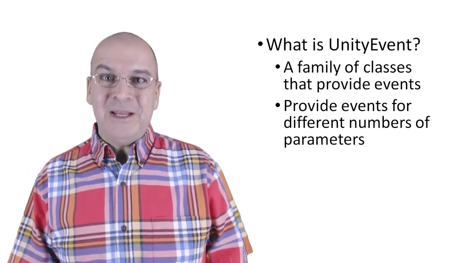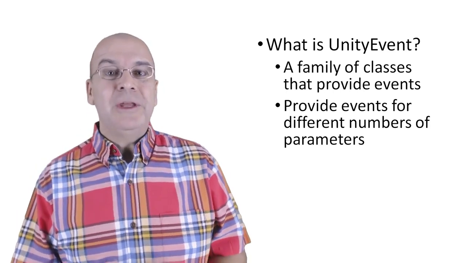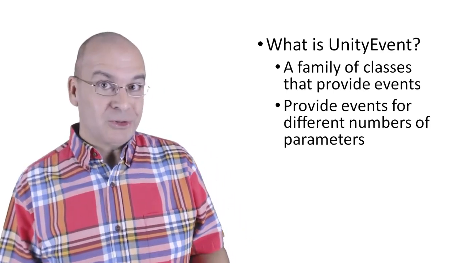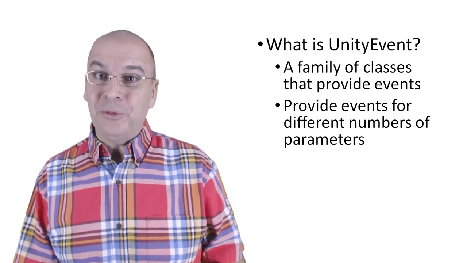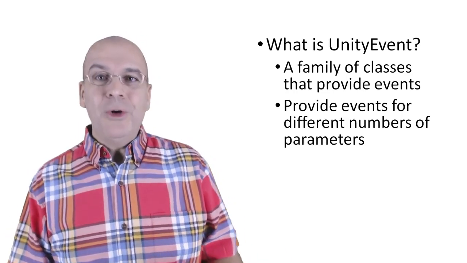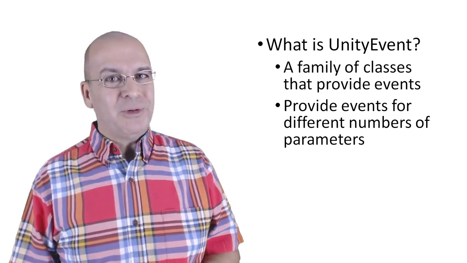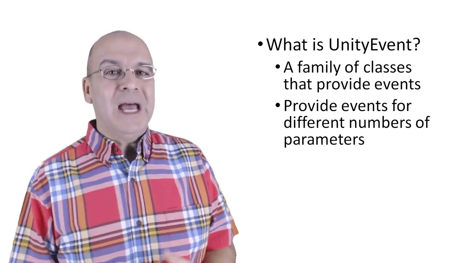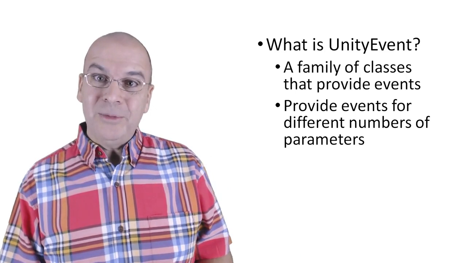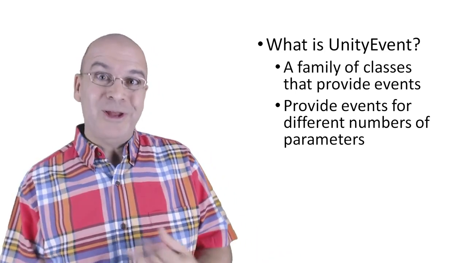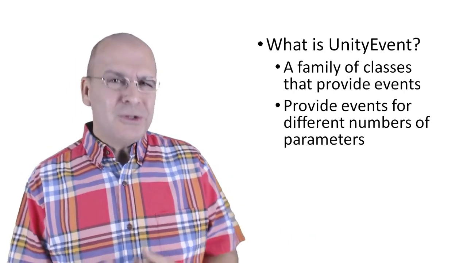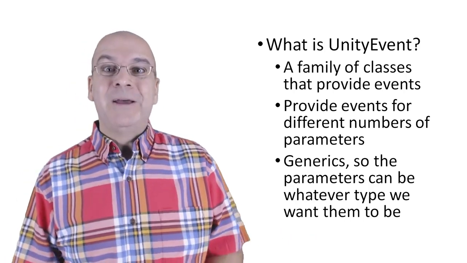The Unity Event lets us have events with different numbers of parameters or arguments, different numbers of pieces of information that the event will provide. So we have a no argument Unity event that doesn't provide any information. We have a Unity event with one argument that provides one piece of information to each of those listeners when it calls them back, and two arguments and so on.